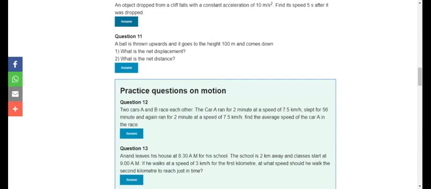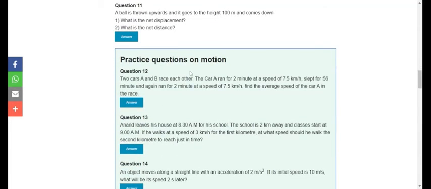Now again you can see there are some practice questions and also this question number 11. So try to do the question number 11, 12, 13 and 14. Again I can give you 10 minutes time to solve these questions, question number 11, 12, 13 and 14. You can make a note of the questions and try to do it in your classwork copies.